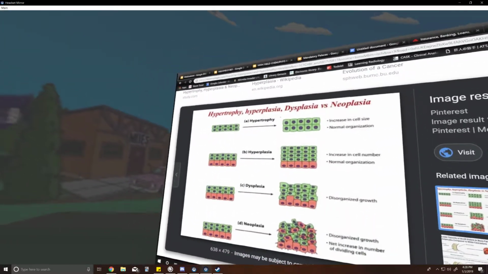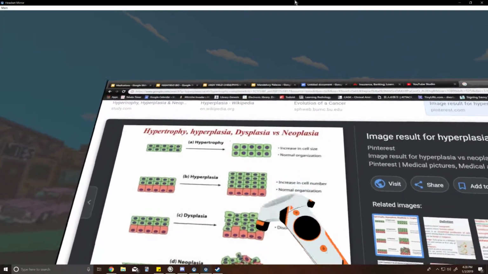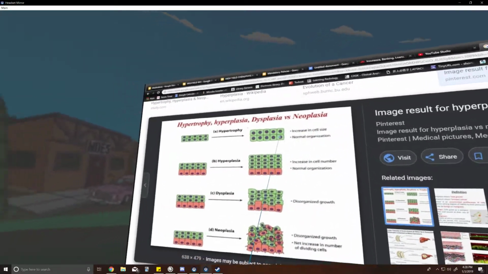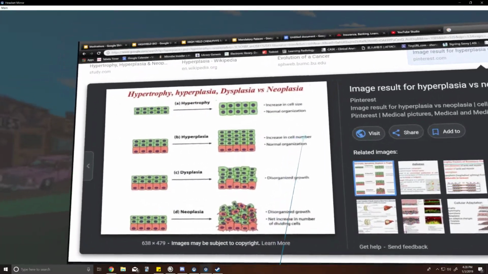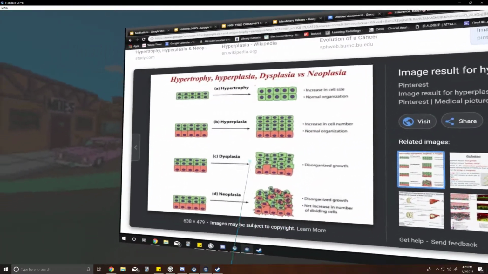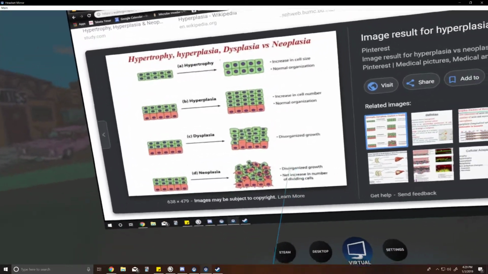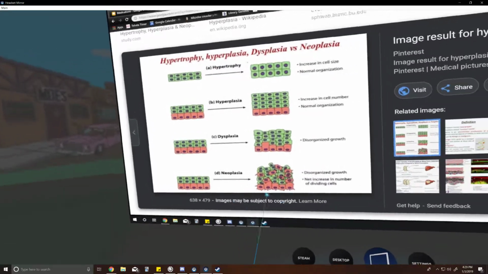These are hypertrophy, hyperplasia, dysplasia, as well as neoplasia. They have several specific characteristics that we will remember as well. So increasing in cell size for hypertrophy as well as normal organization. There's increase in cell number for hyperplasia. There's disorganized growth for dysplasia, and then there's disorganized growth as well as net increase of dividing cells in neoplasia.